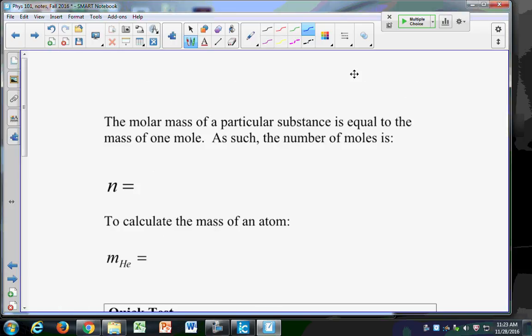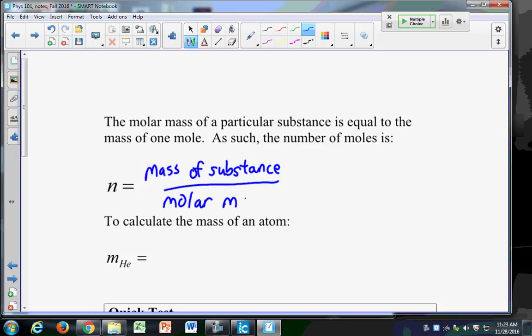The molar mass of a particular substance is equal to the mass of one mole. So the number of moles is the mass of the substance divided by the molar mass. If I want to know the number of moles that I have, I just take the mass of whatever I have and divide it by the molar mass, because the molar mass is just equal to the mass of one mole. That's the value that you'd be given.